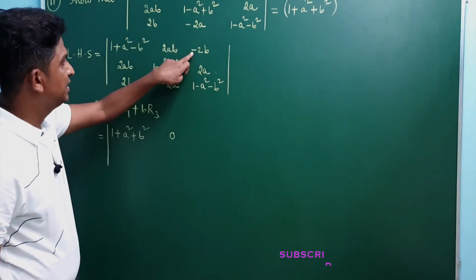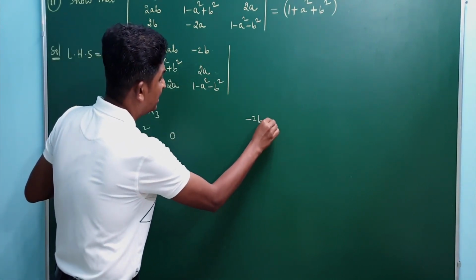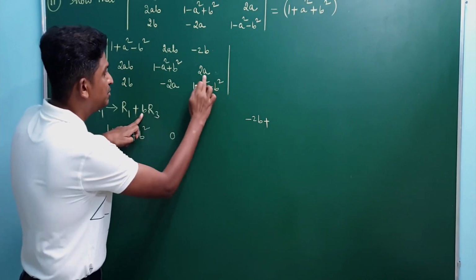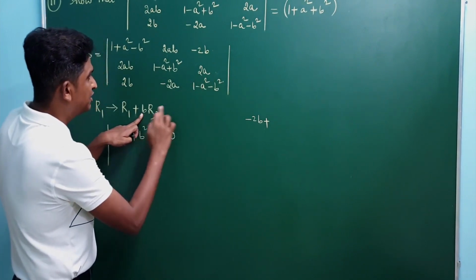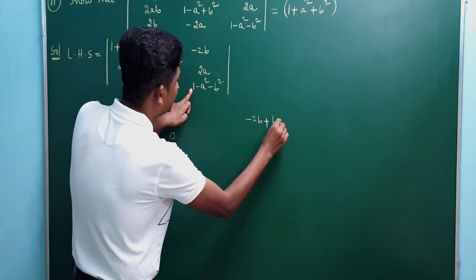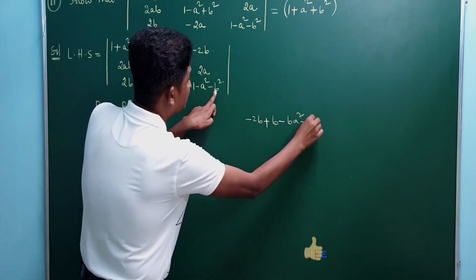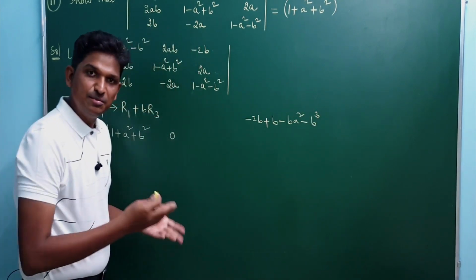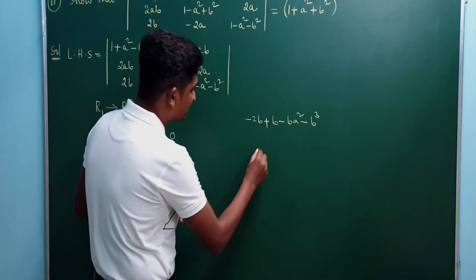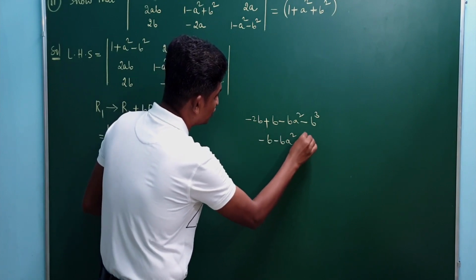You see for this element, R1 is what? Minus 2b plus, this plus I written, bR3. That means this element you multiply with b. What will you get? 1 into b is b, minus b into this element is b a square, minus b into this element is b cube. Now I'll simplify this little bit. Minus 2b plus b is minus b. Okay, minus b a square minus b cube.